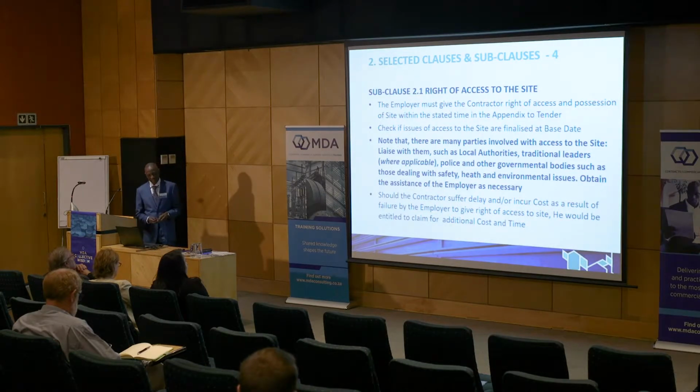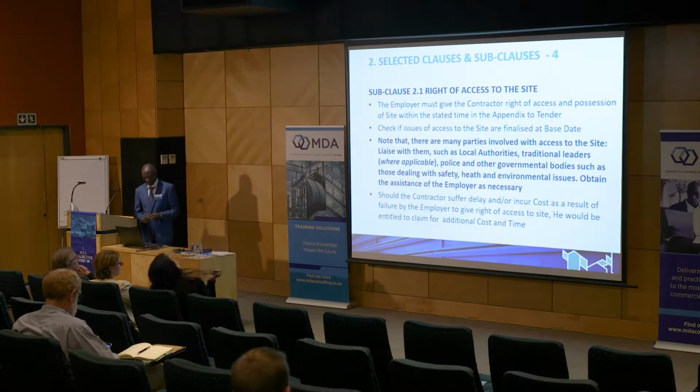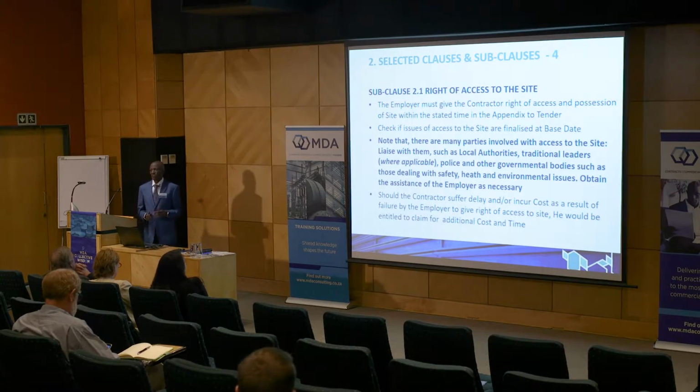Another subclause which I've selected is subclause number 2.1, which deals with the right of access to the site. The employer must give the contractor right of access and possession of the site within the time stated in the appendix to tender. Therefore, before signing the contract or before you start, a prudent contractor should make sure that he checks if the issue of access to site has been resolved.